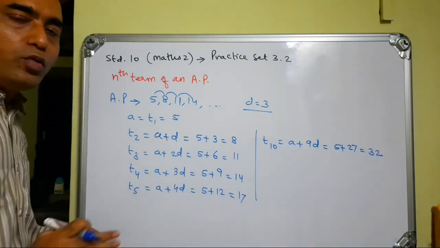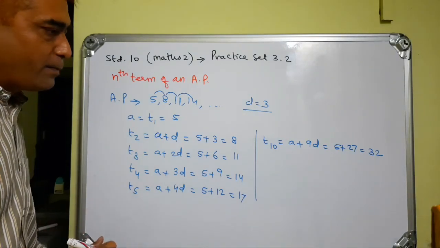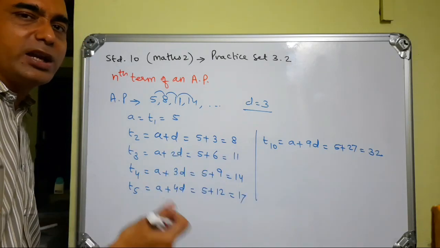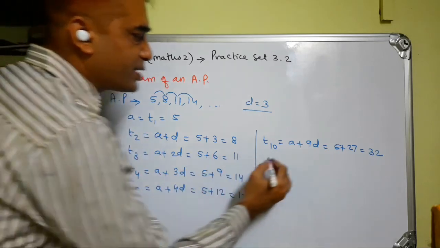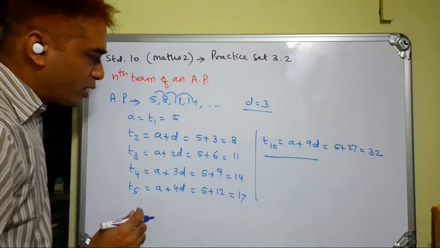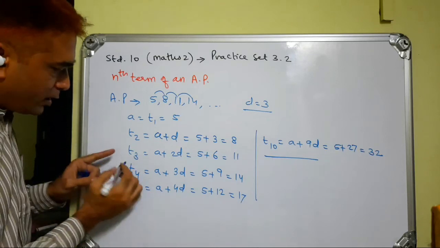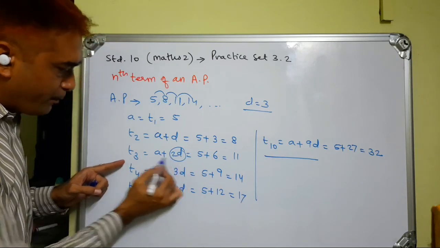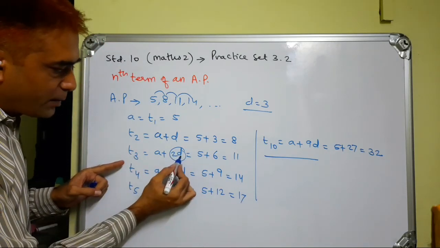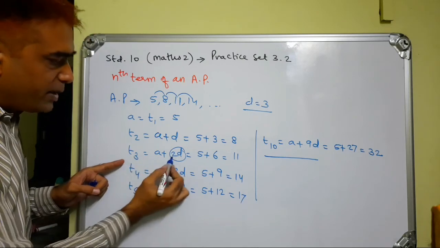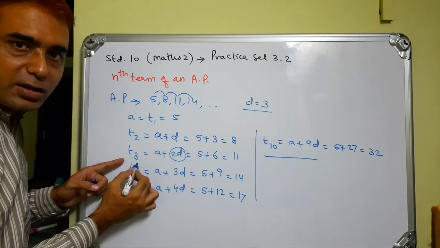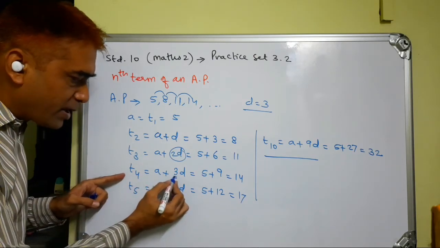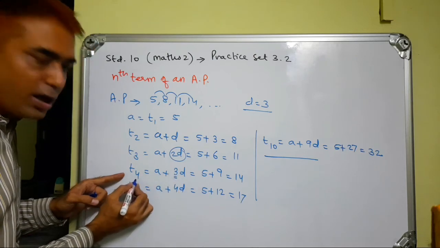Now we have to understand the formula by which we can get any term. Suppose this is T10, we can get T50, T100. From all these examples we can derive a formula. What is that formula? Now look carefully. When we are finding T3, we are writing 2D. If the term is third, we are multiplying the common difference by 2, one number less than that term. If we are finding the fourth term, we are multiplying by 3, that is one less than the term.